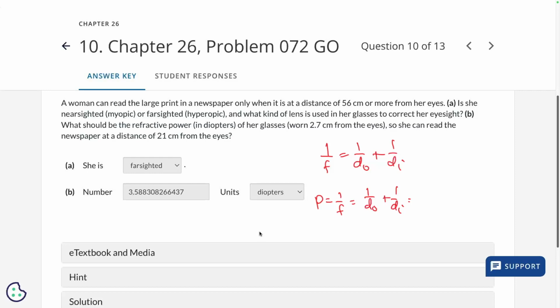What we do need to do is make sure that we get the signs right. So for all corrective optics, for anybody wearing glasses or contact lenses, the image distance is always what? Positive or negative?